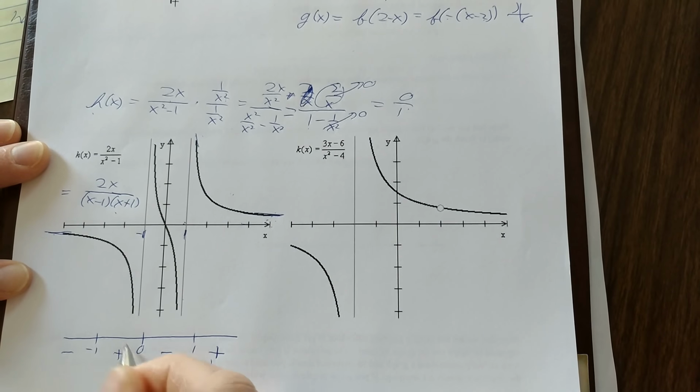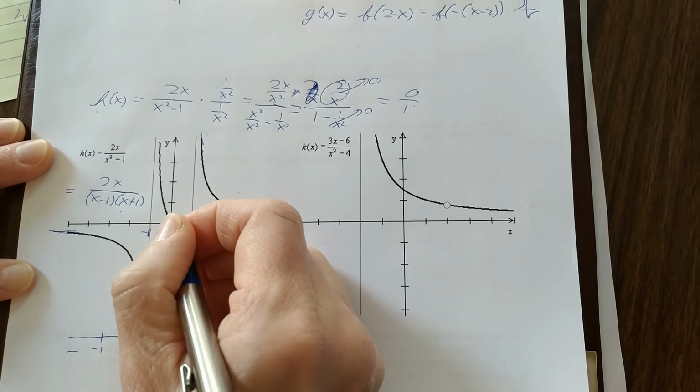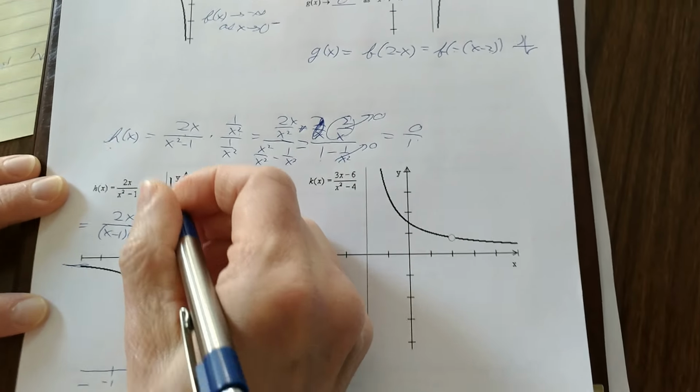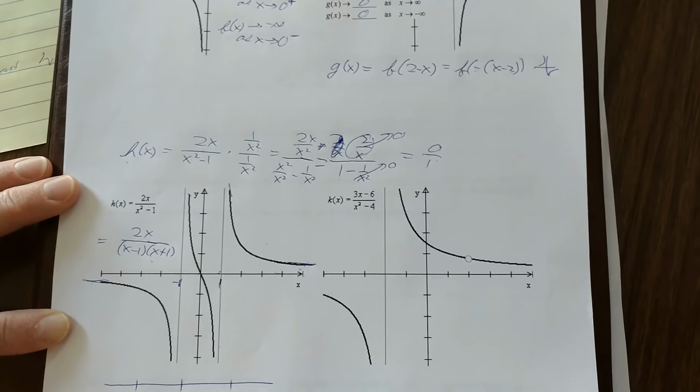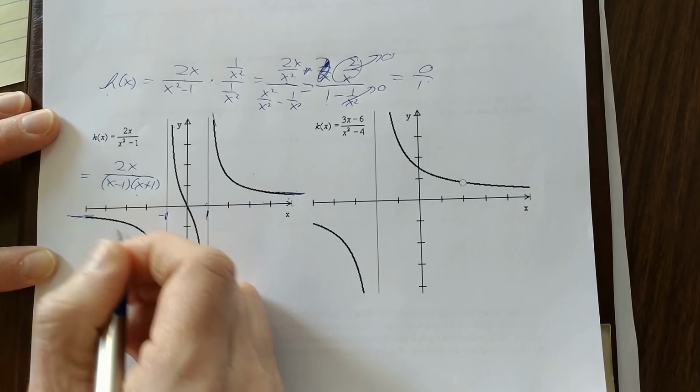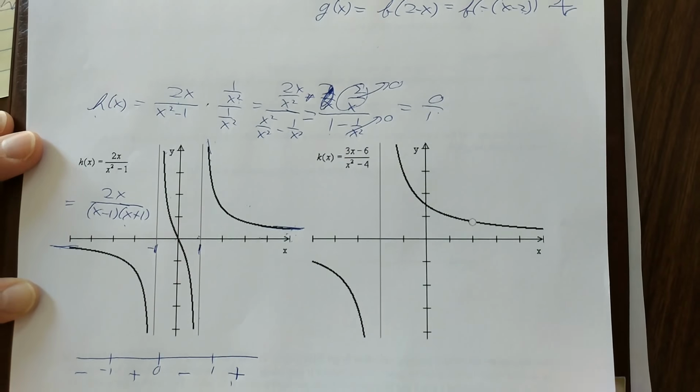The next region, the sign chart told us we have to be positive. That means I have to be in this portion, and I'm heading towards that asymptote. And in the last region, it's all negative. There's no choice but to draw it like this.